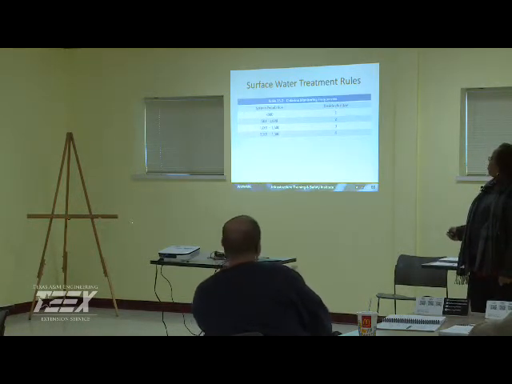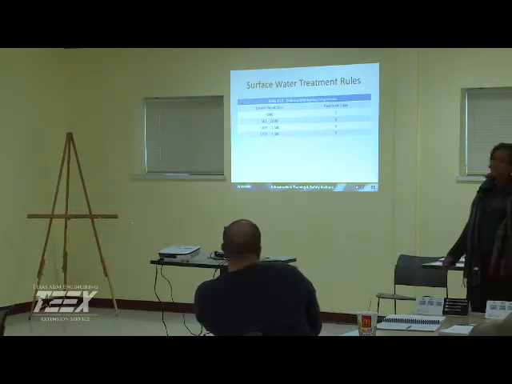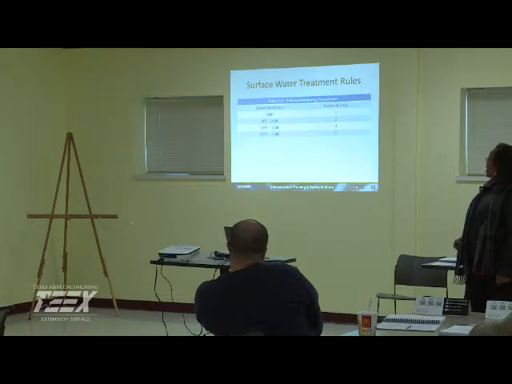We're going to monitor the chlorine based on the size of the population. Again, less than 500, we're looking at 1 residual a day. 501 to 1,000, 2 a day. 1,001 to 2,500, 3 a day. And up to 3,300, looking at 4 a day.